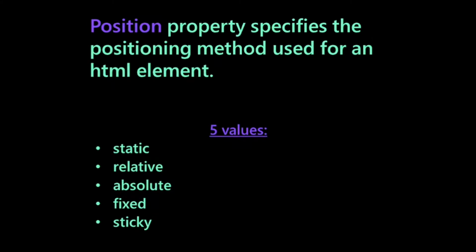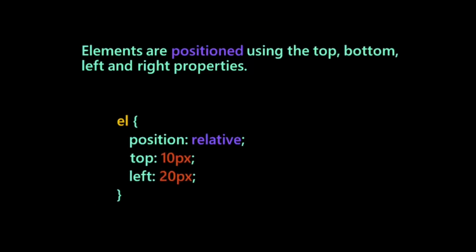The position property specifies the positioning method used for an HTML element. It has one of the 5 values: static, relative, absolute, fixed, and sticky. Elements are positioned using the top, bottom, left, and right properties.